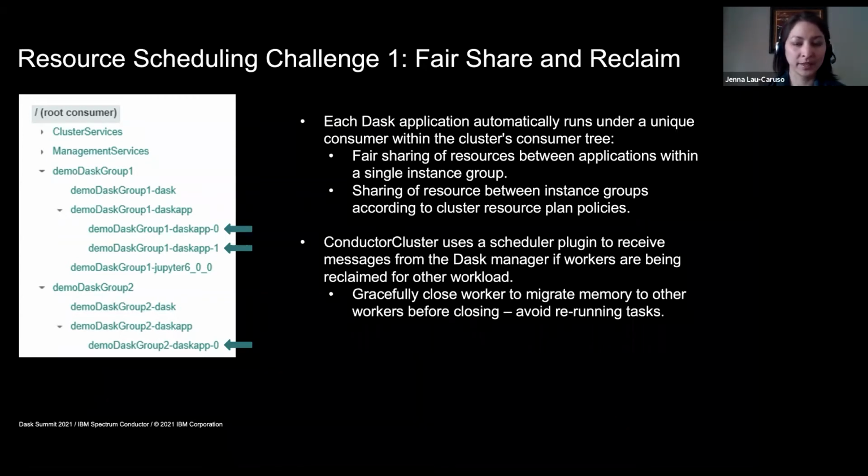With the reclaim, we, of course, don't want to be in the middle of running an application and then have a bunch of workers reclaimed and closed and have to rerun a bunch of tasks. So what we've done in the scheduler plugin is we've implemented logic to receive those reclaim requests and first try to identify which worker is the most optimal to close based on how many tasks it's processing and how much it has in memory. And then based on that selection, we request that those workers close gracefully so that they migrate all of their memory out to another worker before closing, which results in avoiding the need to rerun tasks later on. Next slide.